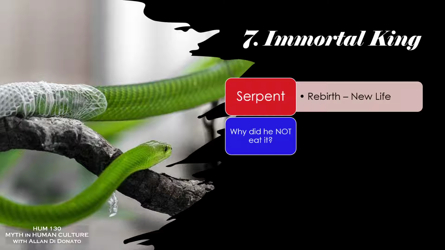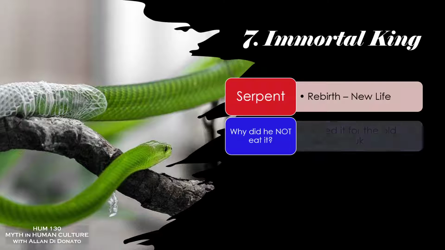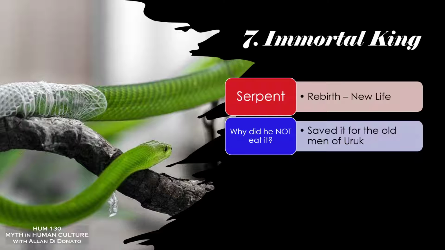But the text actually does tell us why he didn't eat it, and your version doesn't. And this is a shame because this might be the most important part of the whole story. The text says, the actual poem says, he does not eat the plant because he wanted to save it for the old men back home in the city. Now, why is this so important? Who cares about the old men back home?